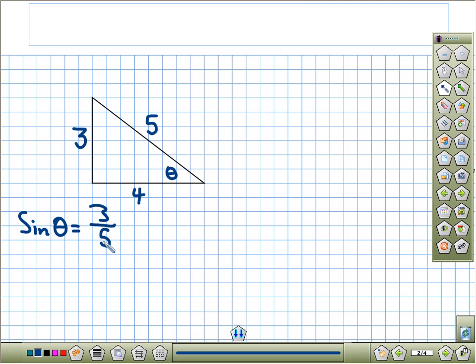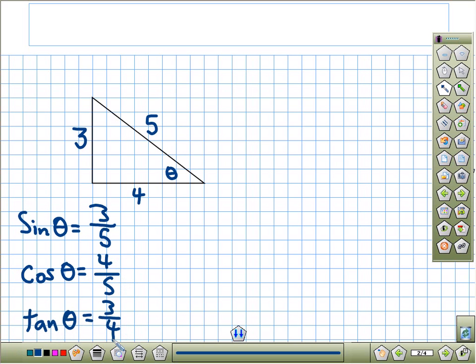Okay. Now remember, the hypotenuse is always the longest side of a triangle. So sine theta is 3 over 5. What about cosine theta? 4 over 5. And what about tangent of theta? Okay, opposite over adjacent, so it would be 3 over 4.